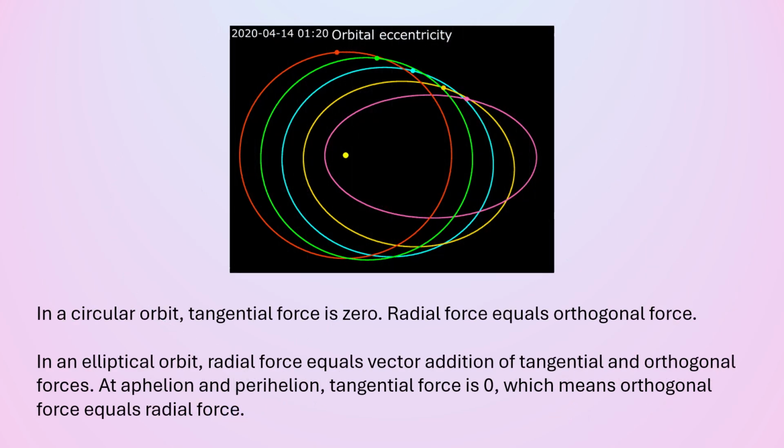In a circular orbit, tangential force is 0. Radial force equals orthogonal force. In an elliptical orbit, radial force equals vector addition of tangential and orthogonal forces. At aphelion and perihelion, tangential force is 0, which means orthogonal force equals radial force.